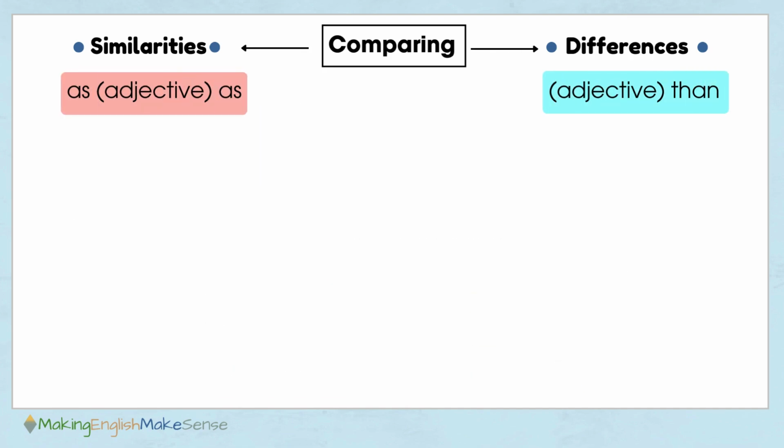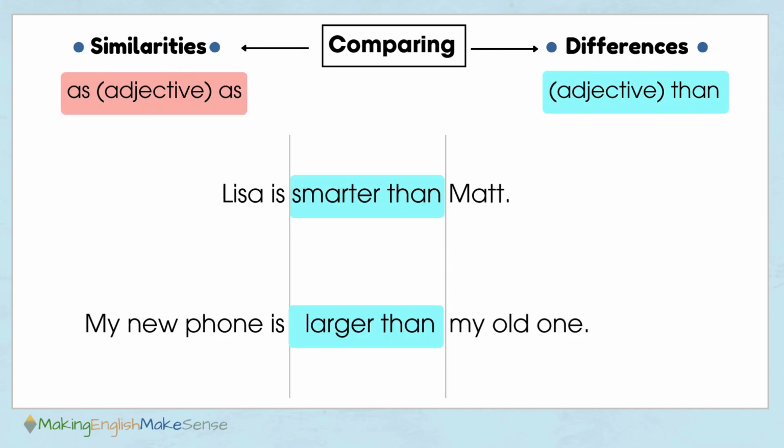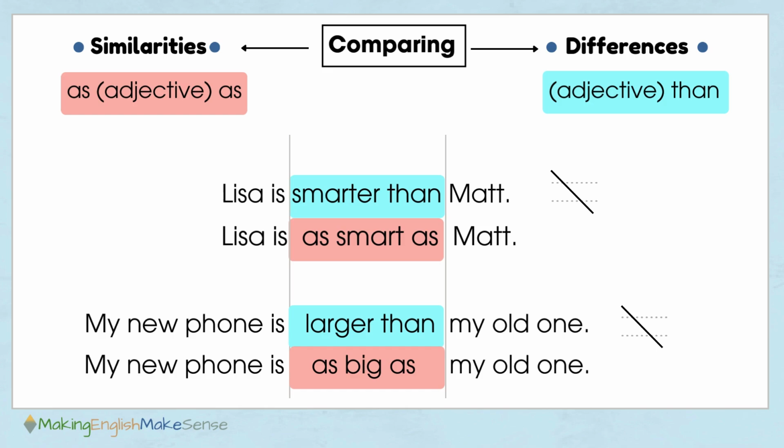So remember, comparatives like smarter than or larger than are used to show differences between 2 things. Equatives like as smart as or as big as are used to show that 2 things are equal in a certain way.